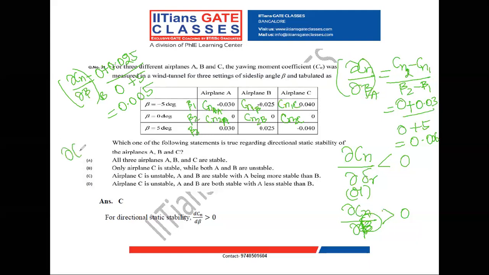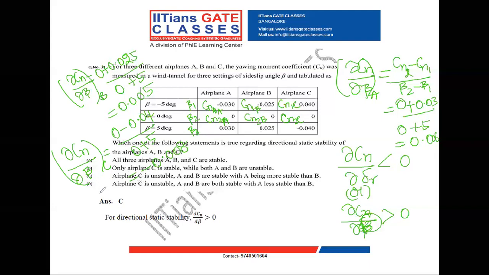Similarly, if you calculate ∂Cn/∂β for airplane C, we get 0 minus 0.04 divided by 0 plus 5. So it is minus 0.008. So airplane C is unstable from whatever values we obtained.